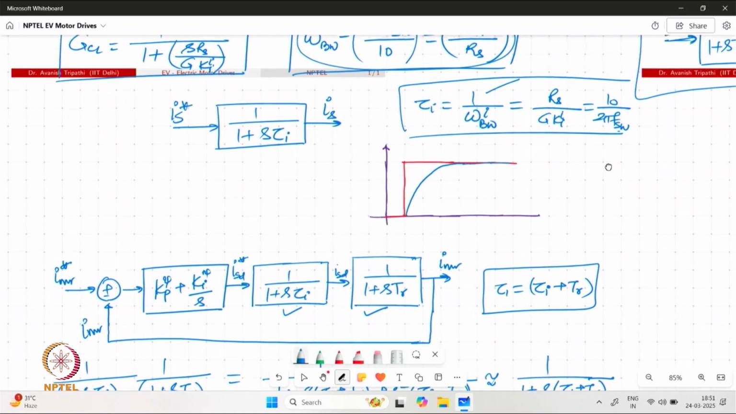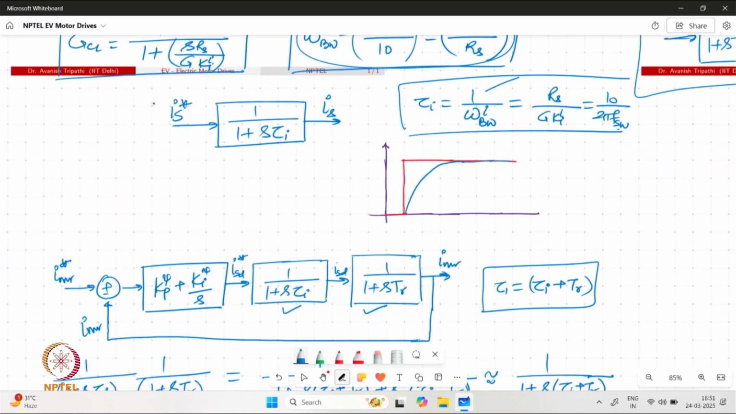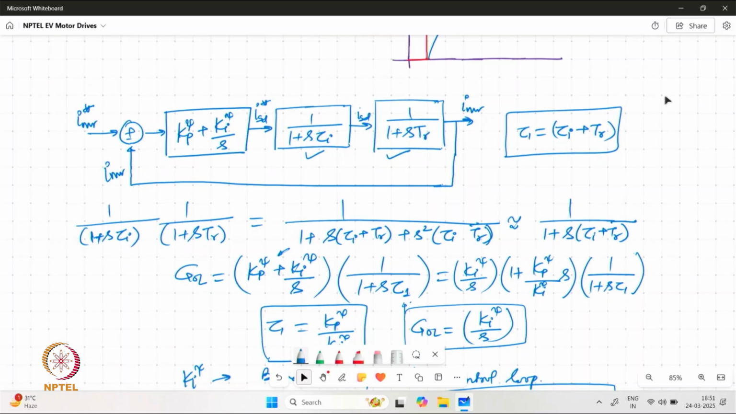Now eventually the current control loop settles down to a first order system, where a reference is provided and the output has the response of a first order system, and this basically comes as a subsystem within the flux control loop. So we are keeping 1 plus s tau I as a subsystem within the flux control loop, and we have the rotor time constant and the PI controller as well in the same control loop.